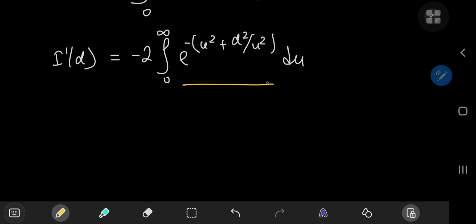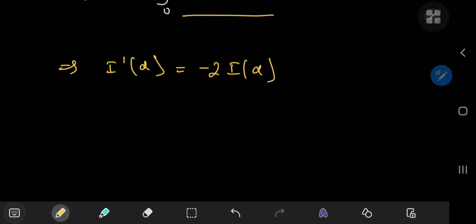Notice that this is exactly the same integral that we started with, the only difference being the dummy variable was x before and now it's u. So this implies that the derivative of I with respect to alpha equals negative 2 times the function I of alpha. And this is a nice first order separable differential equation.